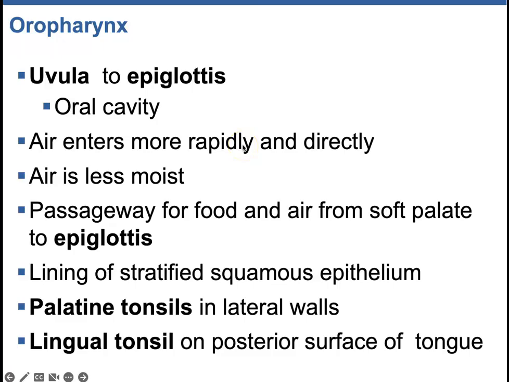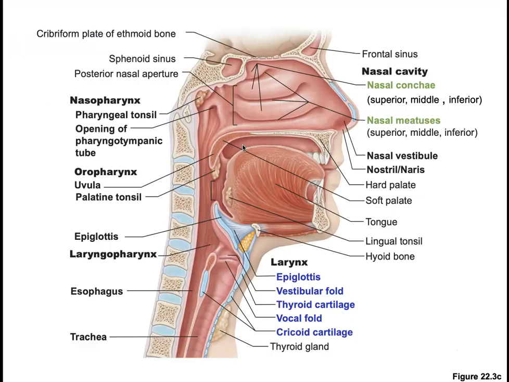Then the oropharynx is going to be the point from the uvula to midway through the epiglottis, and that is where air can also enter. Obviously, it can come in more rapidly and directly because there are no membranes and no little tunnels, those meatuses that slow down the air as it passes through. It's going to be much less moist because you don't have as much mucous membrane material in the mouth. And then it'll go posterior, past the epiglottis, and then down into the trachea.